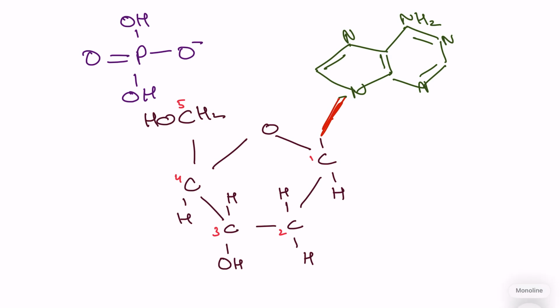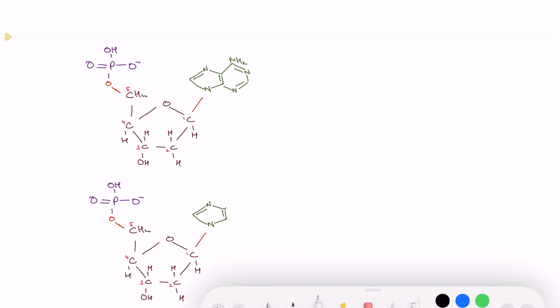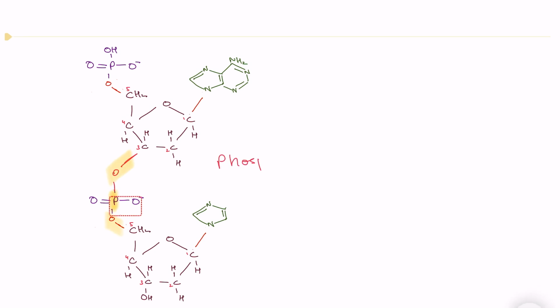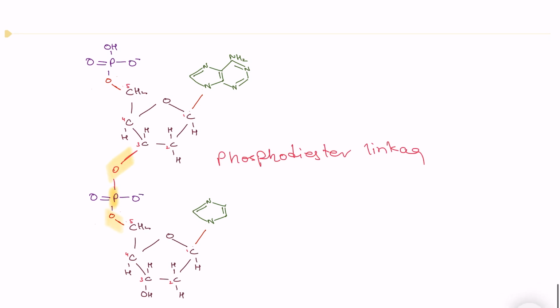Similarly, these two OH groups from phosphate and the carbon number 5 of ribose also react together to give another water molecule, and the two groups are joined together through a covalent bond. When two nucleotides come close together, the OH group at carbon number 3 of the ribose sugar reacts with this OH group of the phosphate group present below it to give a water molecule, and the two groups are joined together. We can see that the phosphate group here is linking the two nucleotides through ester linkages. That's why it's known as phosphodiester linkage.